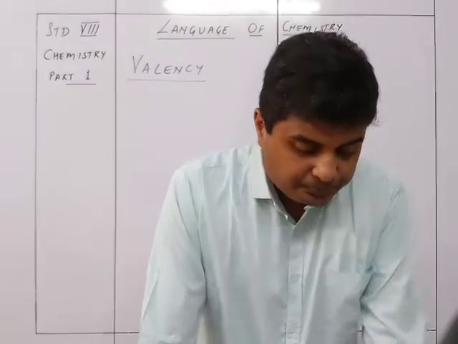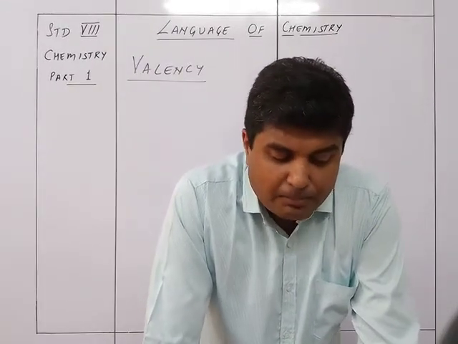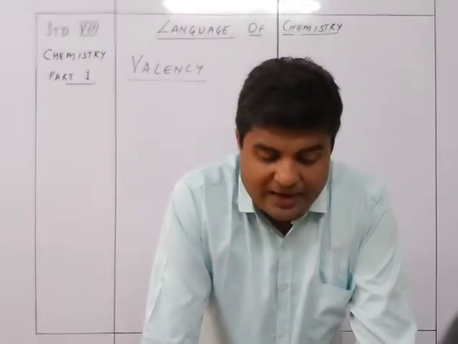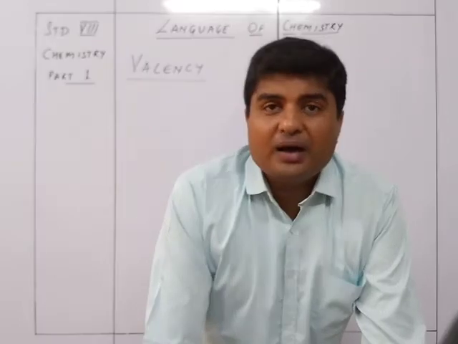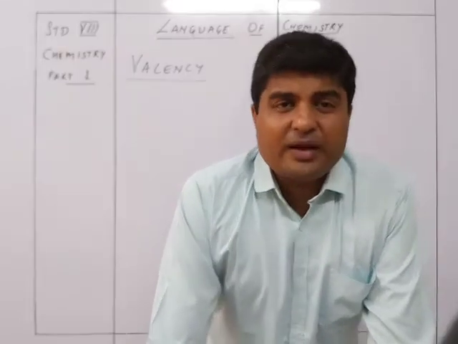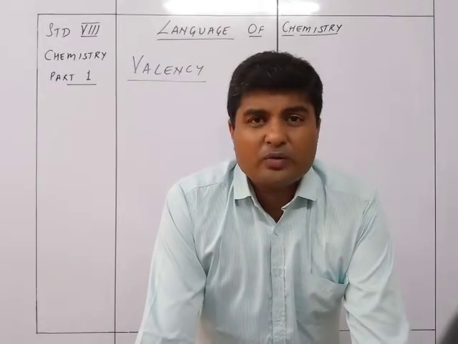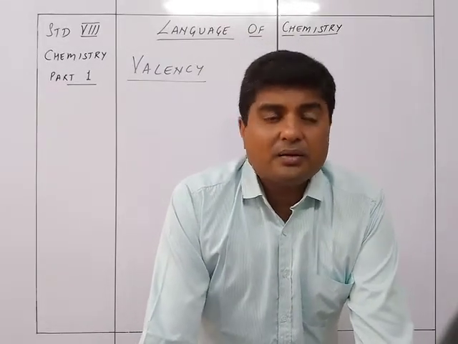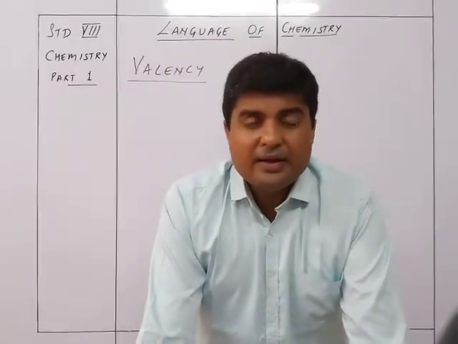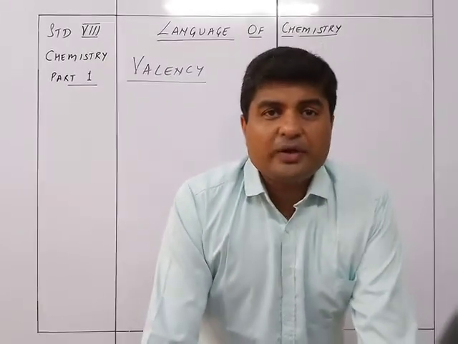So let's see this. Valency is the number of hydrogen atoms which can combine or displace one atom of an element or radical, forming a compound. So it is that number of hydrogen atoms. If the number of hydrogen atoms used in the formation of a compound is 1, then the radical or the atom is having valency 1. If it requires 2 hydrogen atoms, it will be 2.